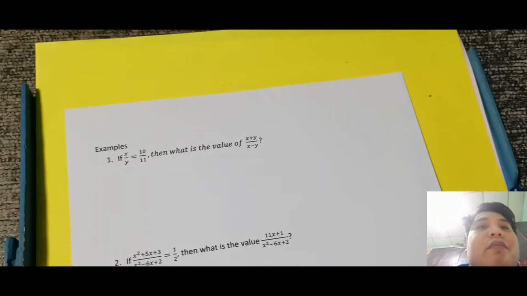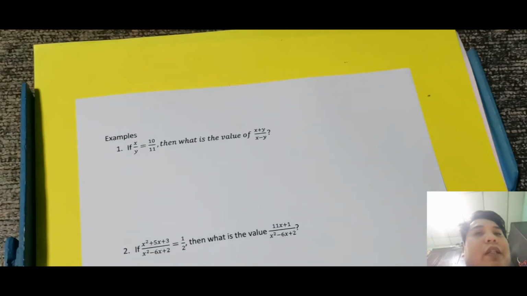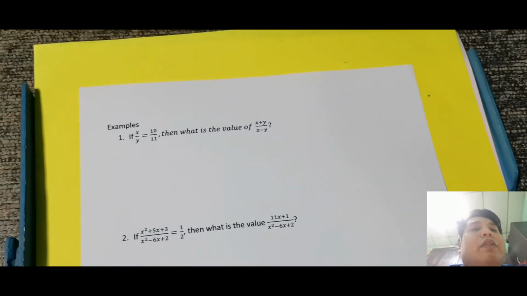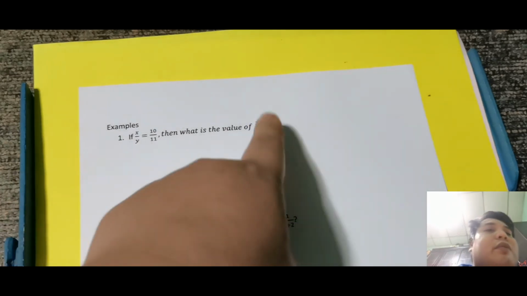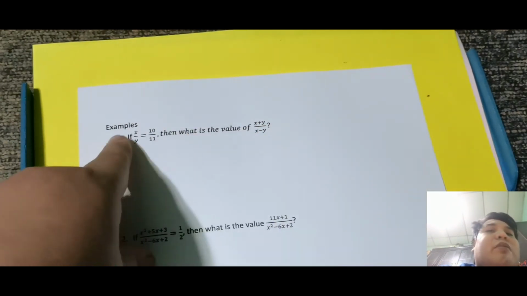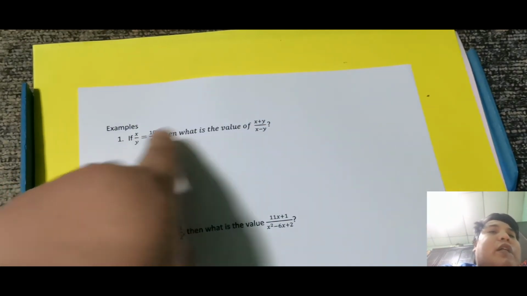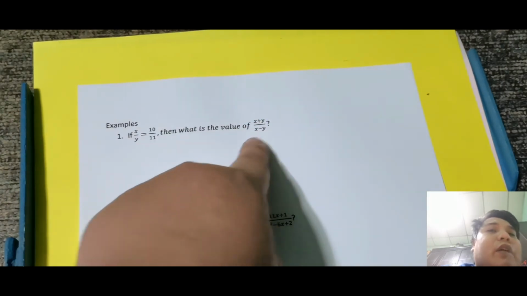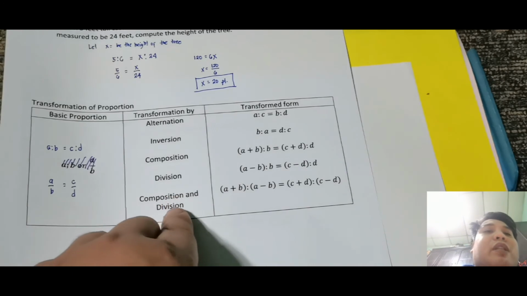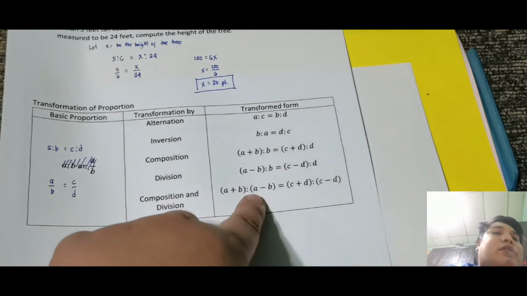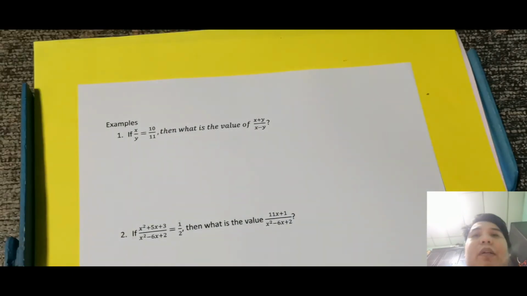So, lagay ko na lang dito. So, sabi, if x over y is equal to 10 over 11, then what is the value of x plus y over x minus y? So, kung napansin mo, ano nangyari? Yung x plus y over x minus y, di ba x over y siya? Ang nangyari, nag-add ako ng y, tapos nag-subtract ako ng y. So, lumalabas na siya ay composition and division. Nag-add ako, then nag-subtract. Okay, so ano mangyayari?